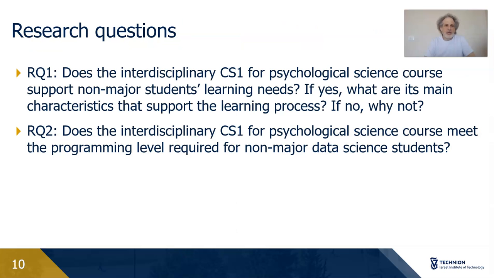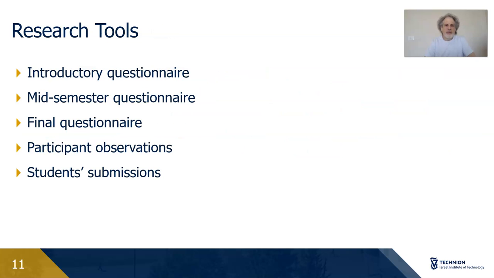We asked two research questions. First, does the interdisciplinary CS1 for psychological science course support the non-major students' learning needs? If yes, what are the main characteristics that supported the learning, and if not, why? And the second question, does the interdisciplinary CS1 for psychological science course meet the programming level required for non-major data science students? To answer this question, we used the following research tool. 3 questionnaires, 1 introductory questionnaire at the beginning of the semester, 1 mid-semester questionnaire, and the final questionnaire after the semester was over.